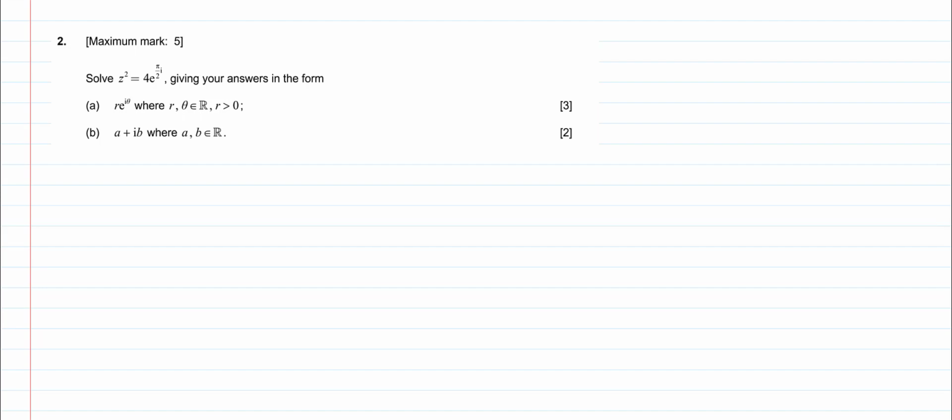For question 2a, we want to solve this equation here and to give our answer in the form re to the i theta, which is Euler's form. So we're going to use de Moivre's theorem to help us solve this. So in general, if we're going to take the nth root of a number, we can take the following steps, which I'll put up on the right-hand side of the screen.